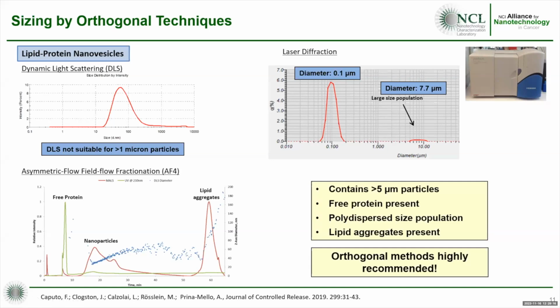We also took the analysis a step further by running asymmetric flow field flow fractionation, or AF4. I'll discuss this a little later on in my presentation. But basically, this is a separation based off of size. And with inline MALS and DLS, we can look at the sizing of a fractionated sample. So in this case, we're seeing the nanoparticles, which we saw from the DLS and the laser diffraction. We see these larger size lipid aggregates, which we kind of see in our laser diffraction. But now we're seeing free protein, which we did not see in the other two techniques. So again, it's very important to use orthogonal methods if possible when characterizing your particle for size.